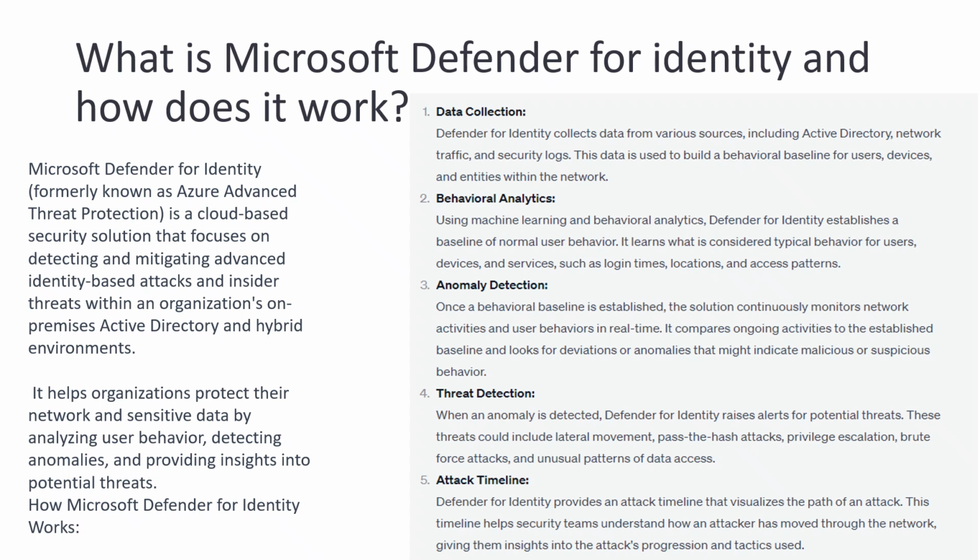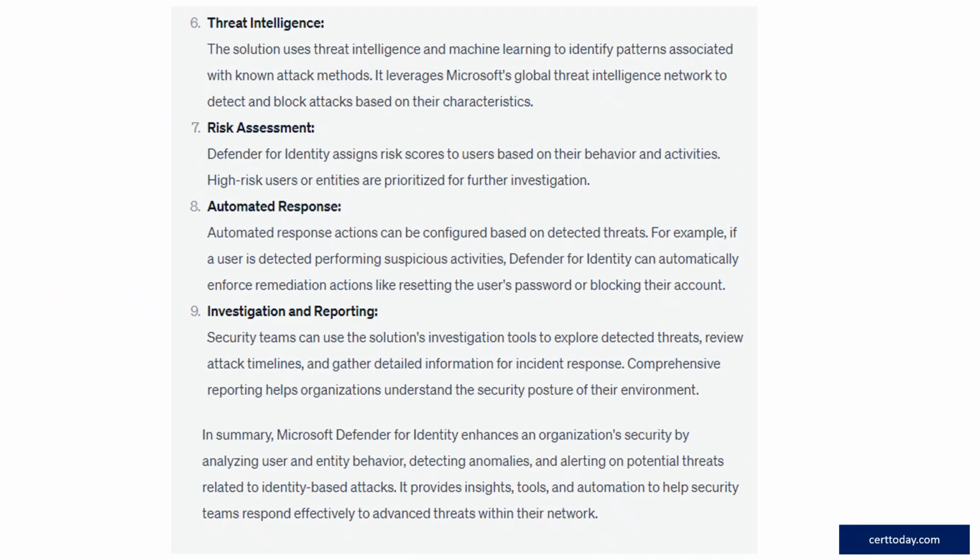First of all, data collection, behavioral analytics, anomaly detection, threat detection, and attack timeline. Please take a few minutes to go over these concepts and how they work, because this will help you answer several questions in this certification exam. Other techniques are threat intelligence, risk assessment, automated response, and investigation and reporting.